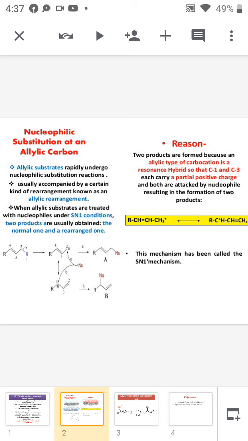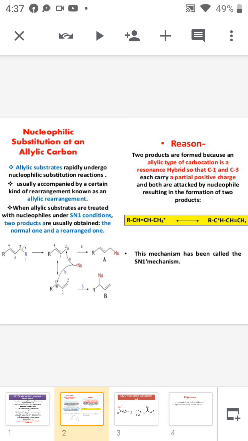But the position of the nucleophile in A is different from B. In A, the nucleophile is in the terminal position, and in B, it is in the branched position. This is mainly because in product A, the nucleophile attacks at the first position, and in product B, the nucleophile attacks at the third position. So two products are formed in the SN1 reaction. This is mainly due to the rearrangement that occurs in the allylic carbocation. The box which is shown in yellow color shows the rearrangement of the allyl alkyl halide.